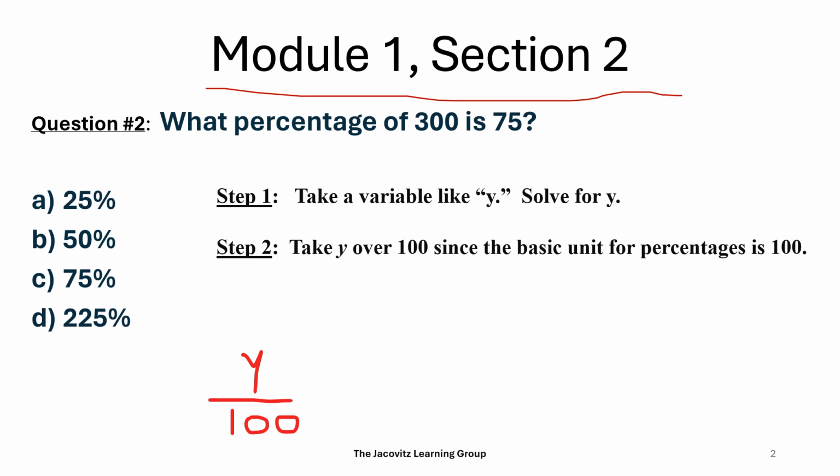It says, what percentage of 300 is 75? So I took the variable y instead of x. I took the variable y, and then we're going to solve for y. That's step one. So you just take any variable. Now you take y over 100, since the basic unit for percentages is 100.